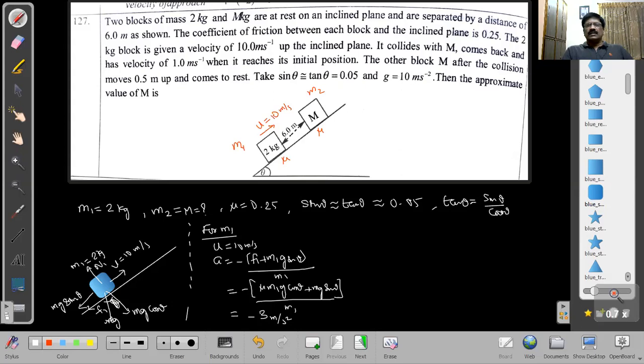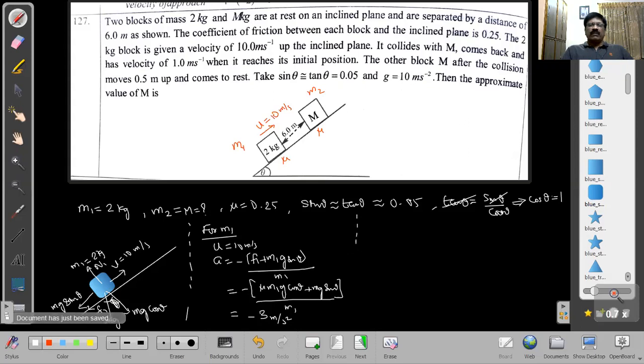Since the sin theta and tan theta values are the same, that implies cos theta is equal to 1. You substitute here: instead of cos theta, you write 1. Then sin theta is 0.05. When you simplify them, you will get -3 meter per second square.